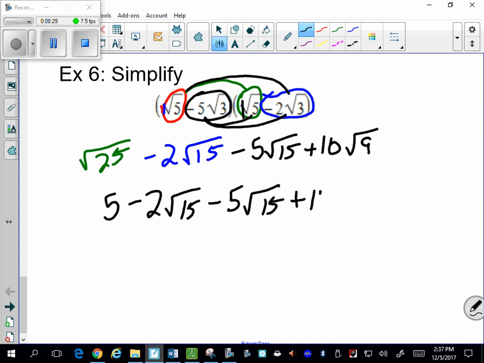So we have 10 times 3, so this is 10 times the square root of 9. So next step, well, let's do 10 times 3. 30. 30 plus 5, 5 plus 30, 35. Negative 2 minus 5. This is negative 2 square roots of 15s, and you're subtracting 5 square roots of 15. That's negative 7 square roots of 15. And that's it. That's the final answer.